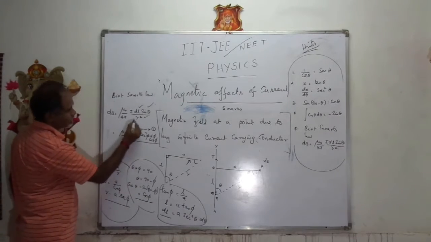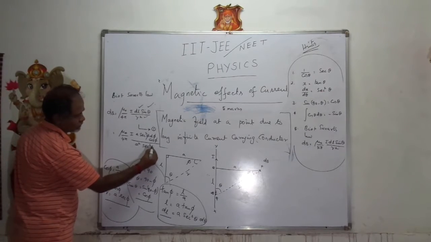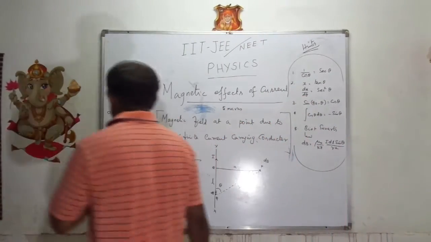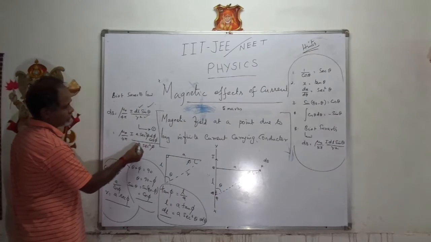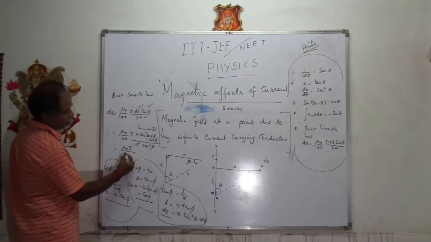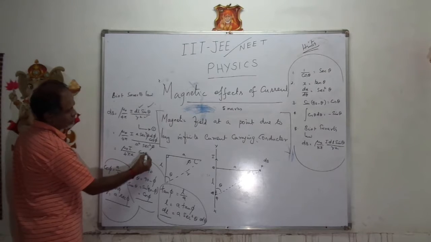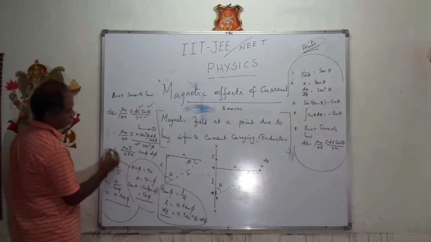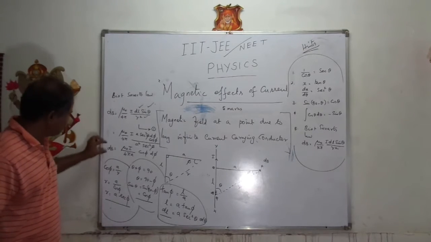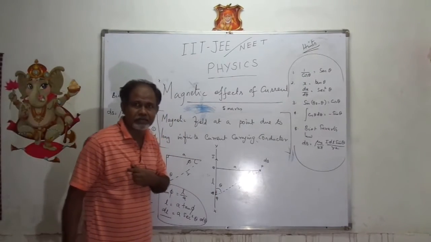Whole thing divided by R A secant phi, that is A square secant square phi. Everybody understand? Now you cancel the terms which are not necessary. Secant square we cancel, A cancel. That is the value: mu naught I by 4 pi A, cos phi d phi. That is dB. This is the magnetic field at a point P due to this small segment.